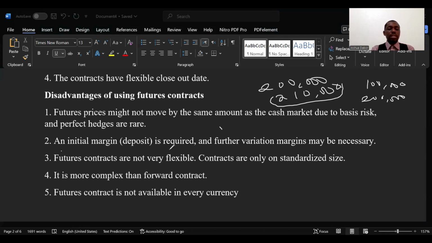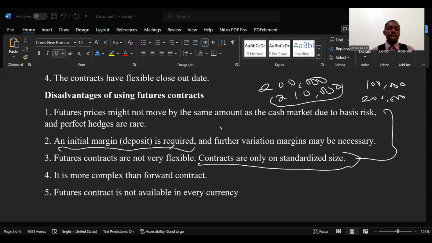Number 2 disadvantage is the initial margin deposit that is required, and also the variation margin. You may need to part with some money at the opening of the contract, and also you may need to maintain that deposit till the end of the contract. Futures contracts are not very flexible in this regard, as they are standardized contracts. So this point number 3 is also tied to point number 1.